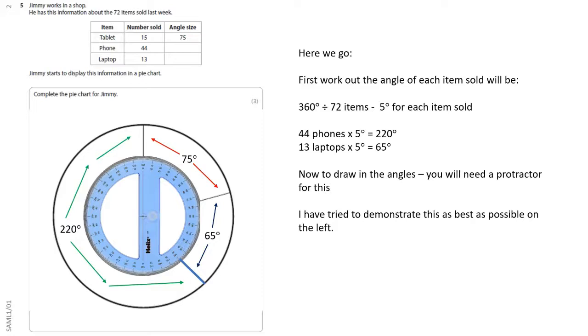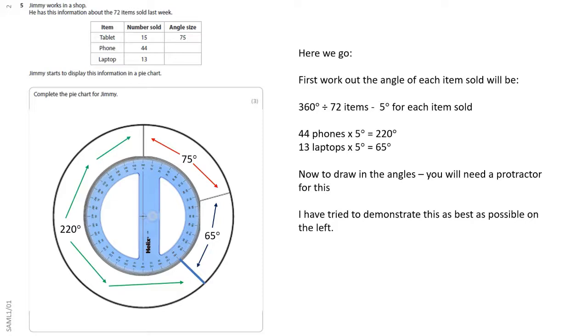So you have to excuse my rather rough diagram here. But Jim works in a shop and it's all about pie charts. So I'll let you read that question quickly, put yourself on pause, read the question, and once you're done so, press play again. So this is where we're going to go. First, we work out the angle of each item sold. So to do that, we know there's 72 items. Well, it actually tells us at the top 72 items sold. Read the question.